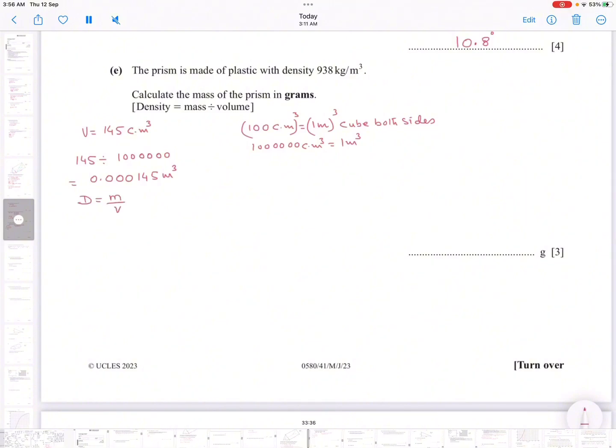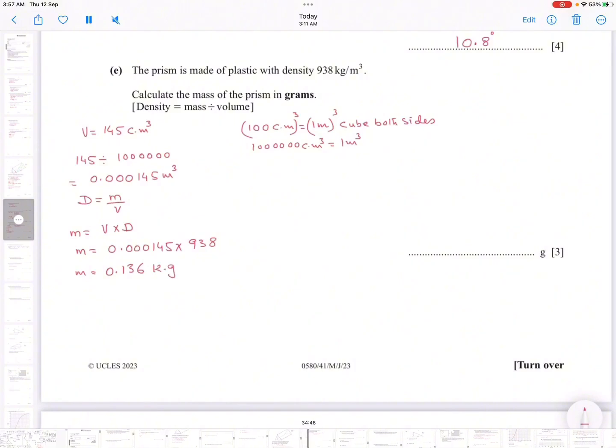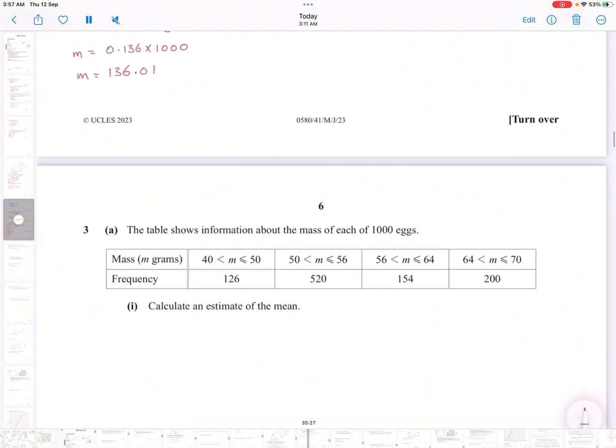Now you can put it in the formula. D equals M over V, so M equals D into V. The volume, now converted into cubic meters, times the density, 938, given. So the mass is 0.136 kilograms. Now convert this kilogram into grams, multiplied by 1000, so you get 136.01. So your final answer is 136.